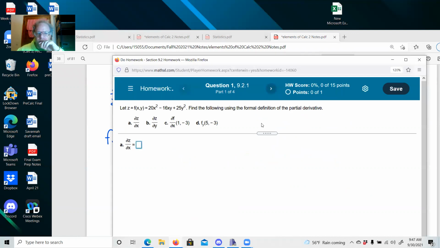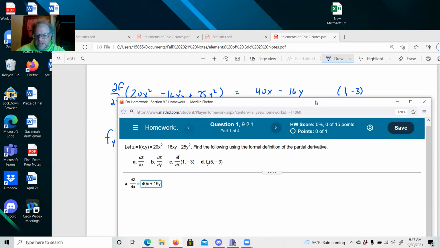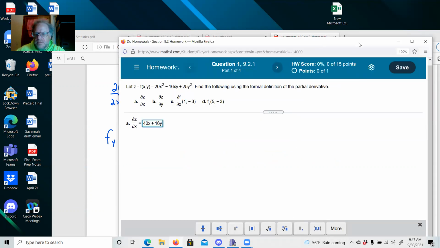So, oh, they want us to type it in. Okay, well, this is going to be 40x minus 16y. Okay, are they going to let us check it at the same time? Or no, probably not.